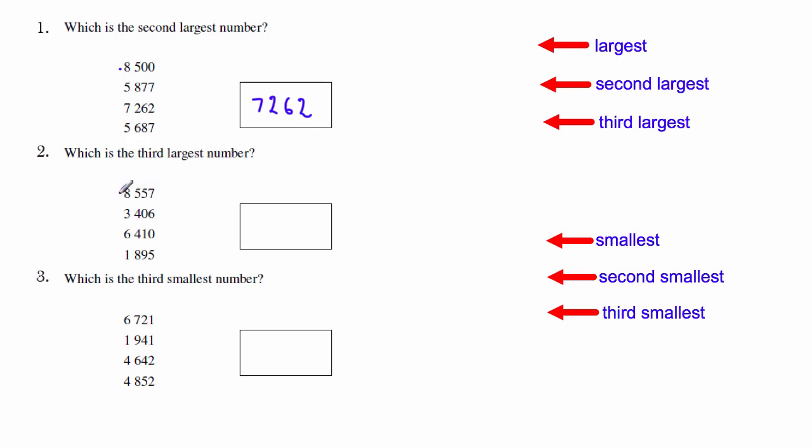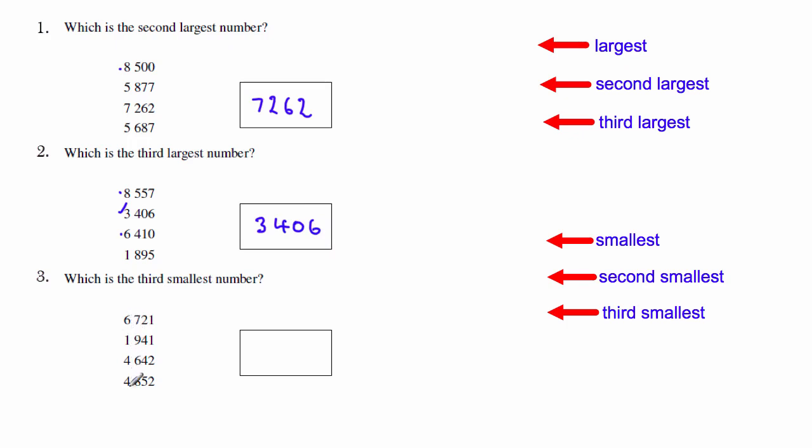Here we need the third largest number. So that would be our largest number there, 8, 5, 5, 7. Our second largest number, well, there's 3, 6 and 1. That must be our second largest number. So our third largest number, 3 and 1, this must be our third largest number, 3,406.